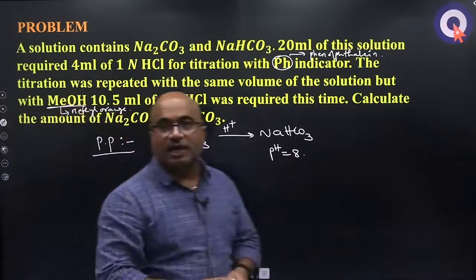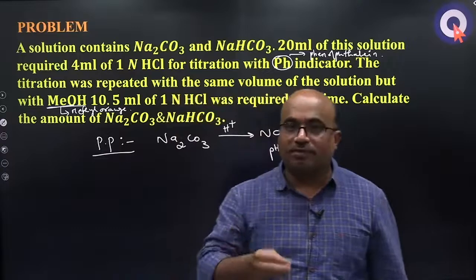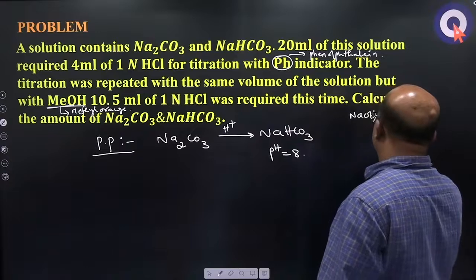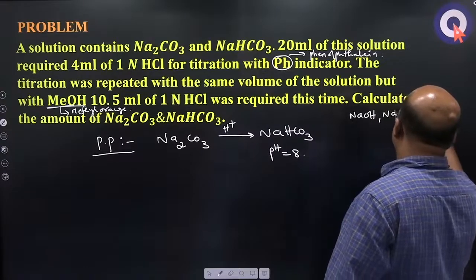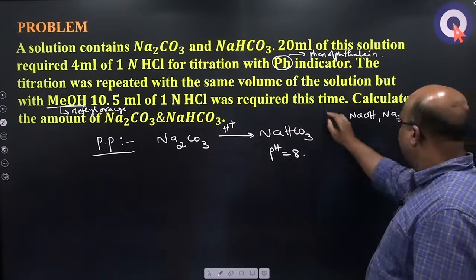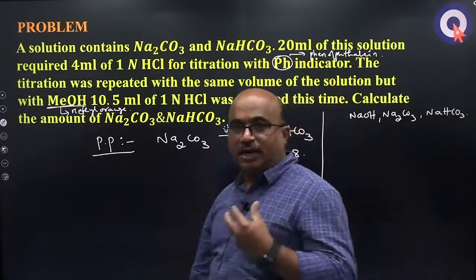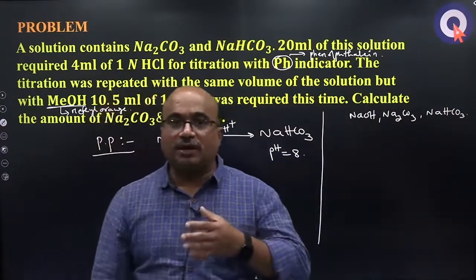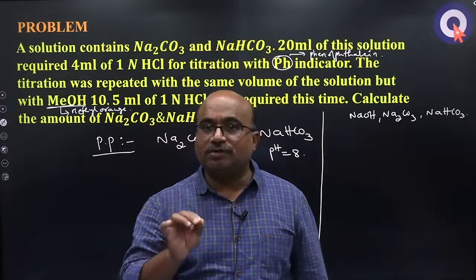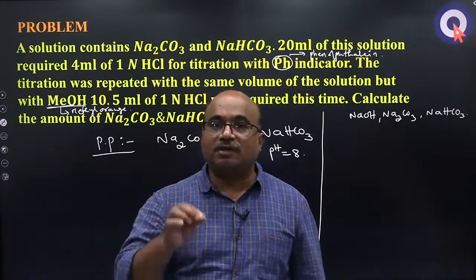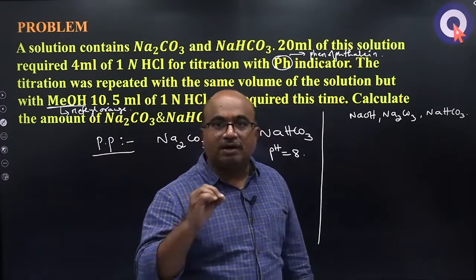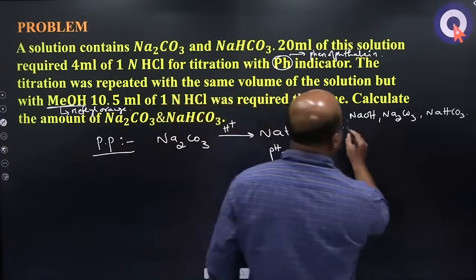So generally we take 3 general bases which we come across, that is sodium hydroxide, sodium carbonate and sodium bicarbonate. When we use any titration or chemical reaction, we usually say the number of equivalents of one substance will be equal to the number of equivalents of the other substance.